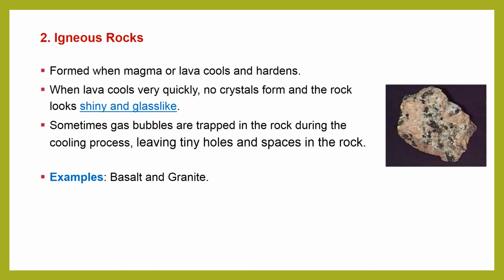We will see some crystal forms, and the rock looks shiny and glassy because it contains minerals that have these properties. Sometimes gas bubbles are trapped in the rock during the cooling process, leaving tiny holes. So there we will see different kinds of igneous rocks according to their location. Examples are basalt and granite.